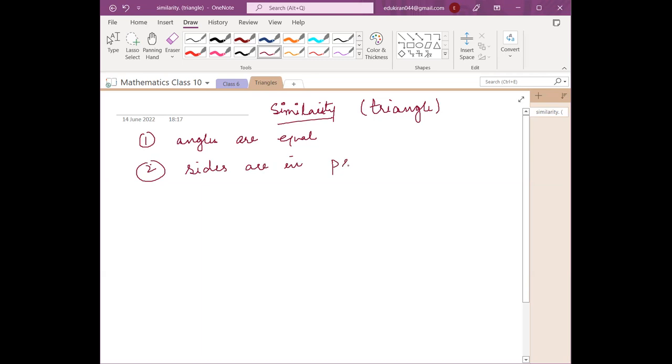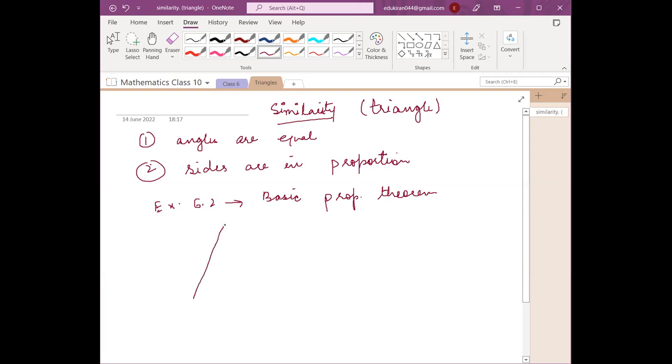So based upon this concept, there was exercise 6.1, right? Now, second exercise, when we came to exercise 6.2, we studied the basic proportionality theorem. What was the statement? If a line is drawn parallel to one side of the triangle, intersecting the other two sides in distinct points, then the other two sides are divided.